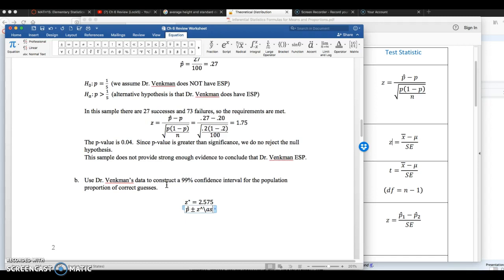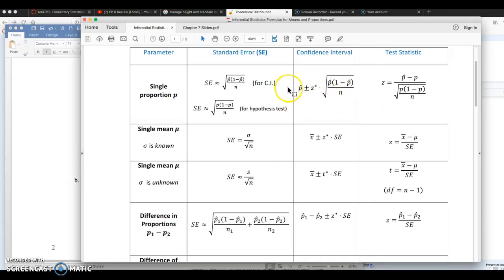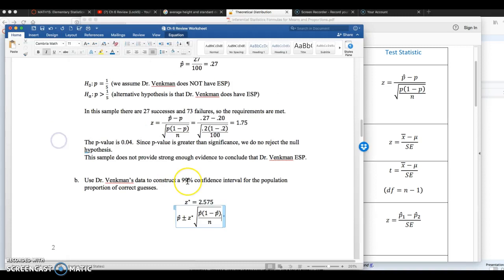Sorry for the distraction. So we've got a confidence interval formula. I've just rewritten it on the worksheet. And now we could fill in all the values. We get 0.27 plus or minus 2.575 times the square root of 0.27 times 0.73, all divided by 100.